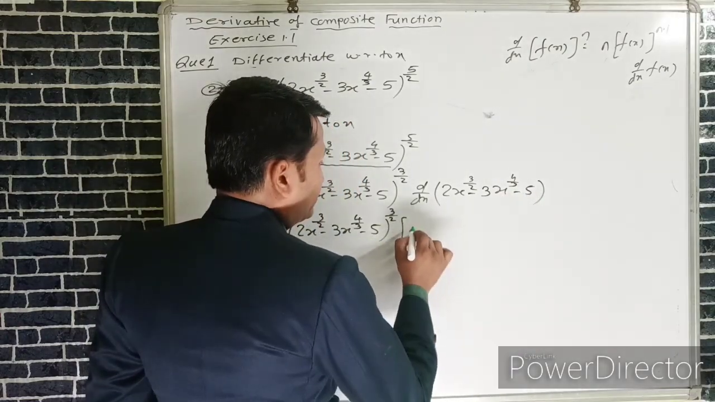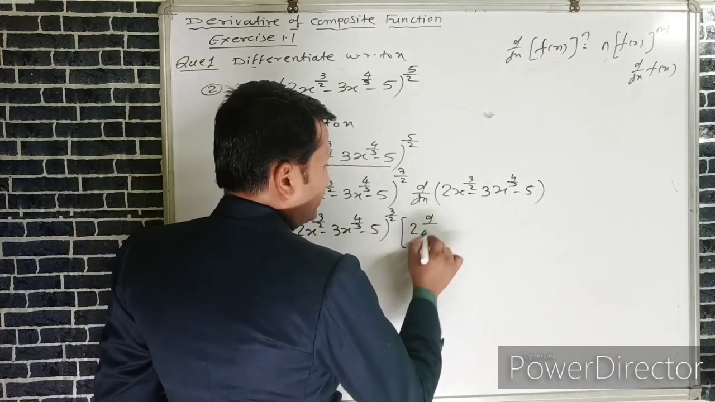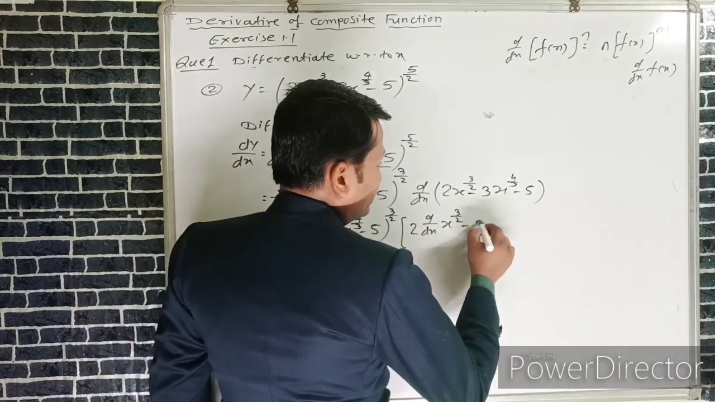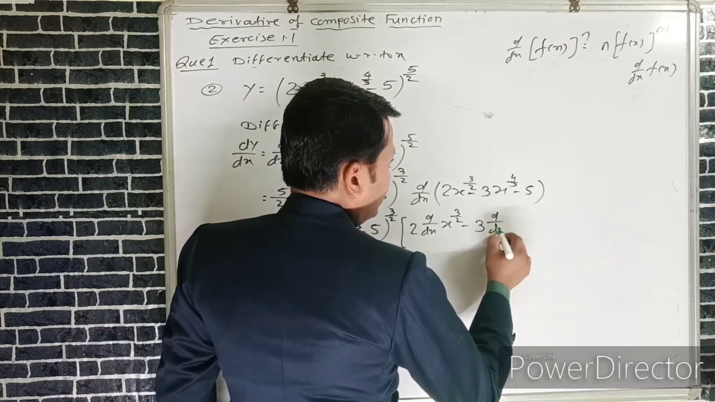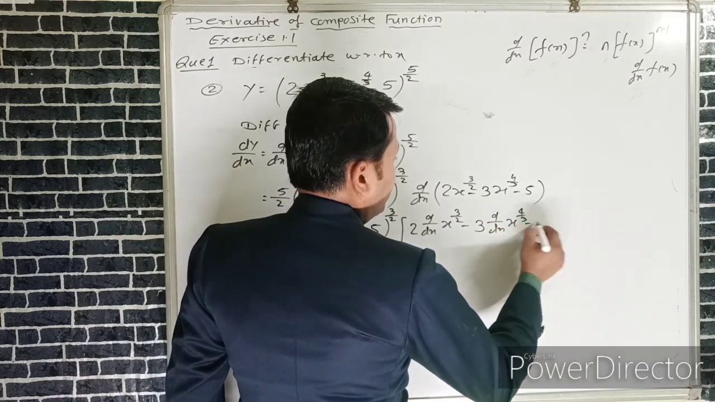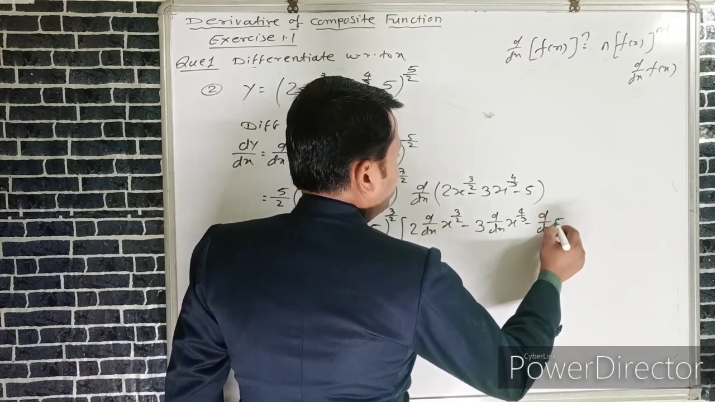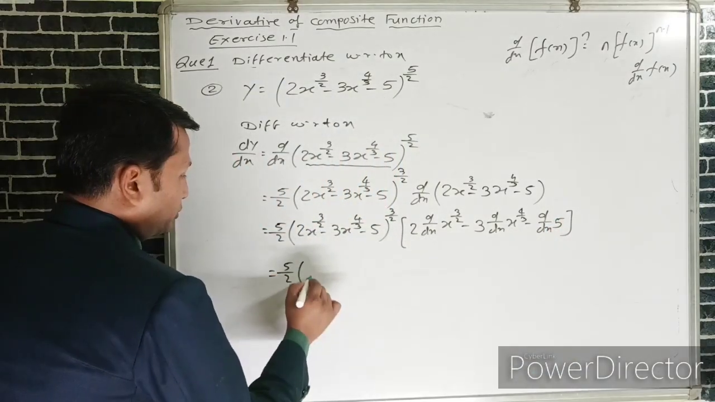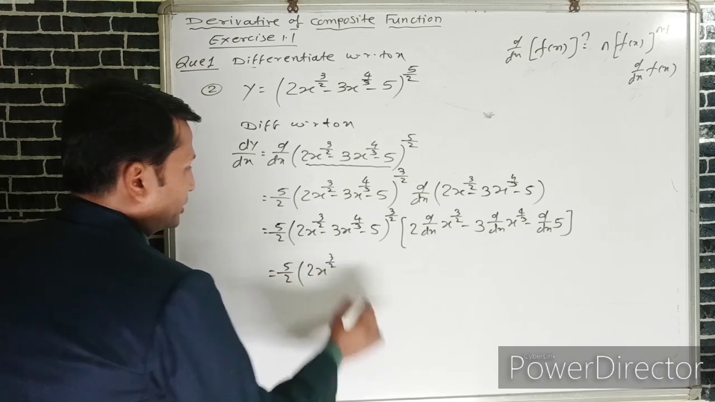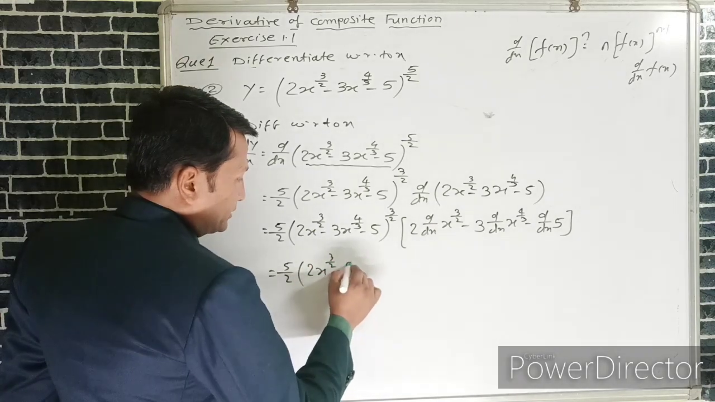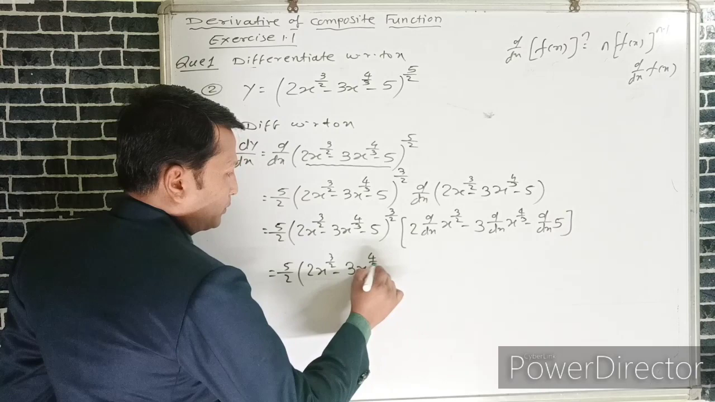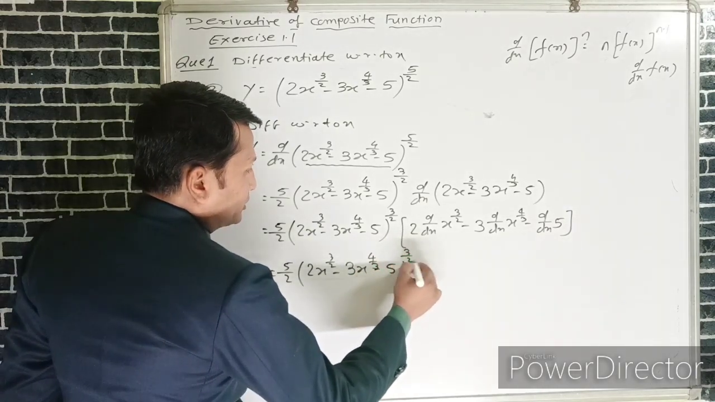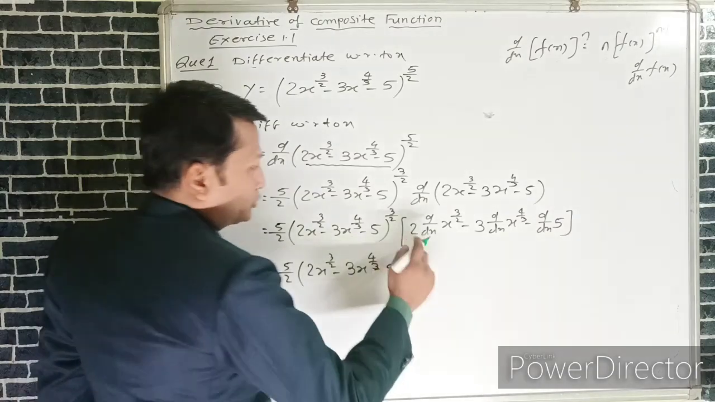Hence we can write 2 is a constant, derivative of x raised to the power 3 by 2, minus 3 is a constant, derivative of x raised to the power 4 by 3, minus derivative of 5. After that, we can write 5 by 2 into 2x whole raised to the power 3 by 2 minus 3x whole raised to the power 4 by 3 minus 5, whole raised to the power 3 by 2, into 2 is constant.